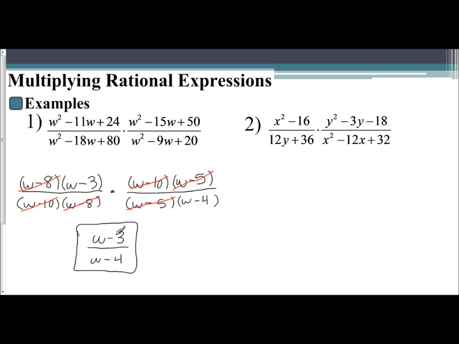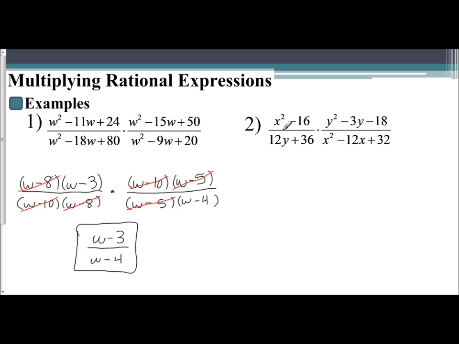w minus 3, 3 less than w. w minus 4, 4 less than w. You cannot cross out any variables that are attached to a plus or a minus sign. And so your final answer is w minus 3 over w minus 4.